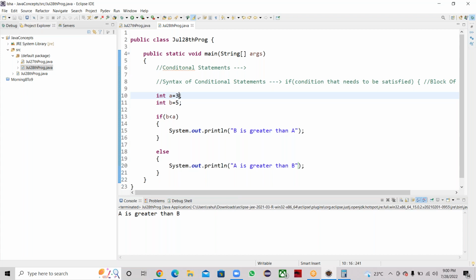Yes, I got it. I think Iqbal is checking only the sentence. That's why he gets confused. I am checking the sentence, not the if condition. No matter what it is, it will print in the else statement.